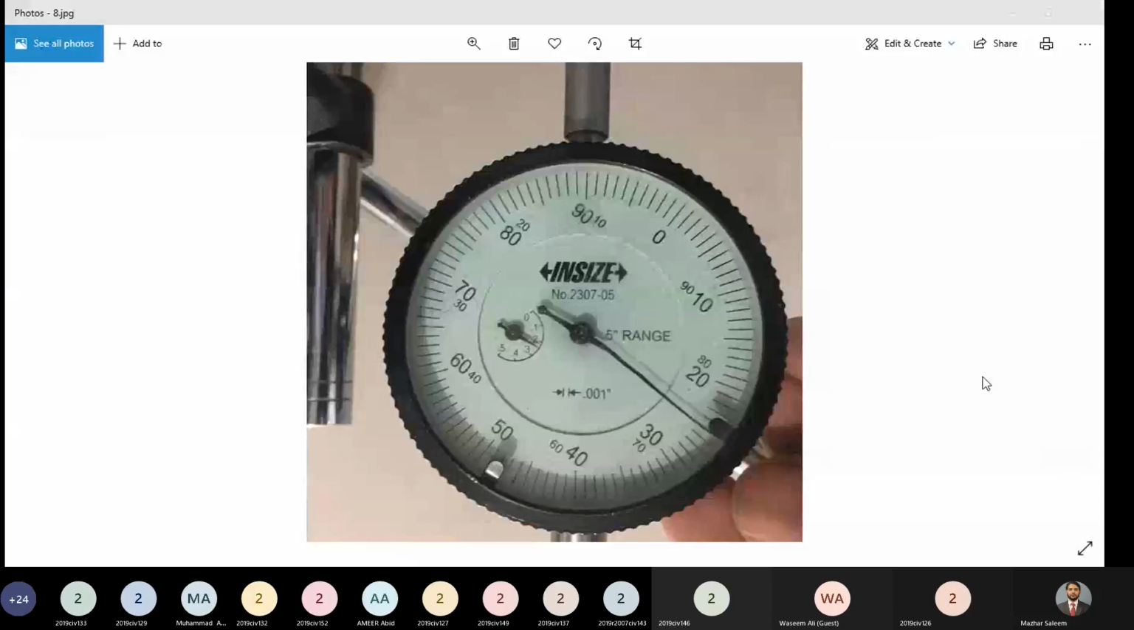Okay, everyone can see this because I see some connectivity issues at my end. Everyone can see the dial gauge picture. Yes, sir. Yes, we can.